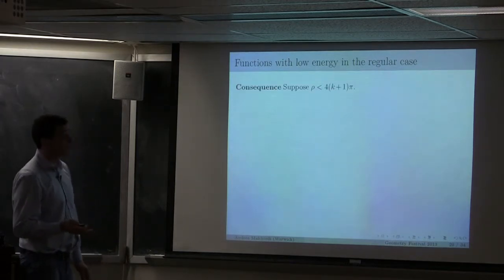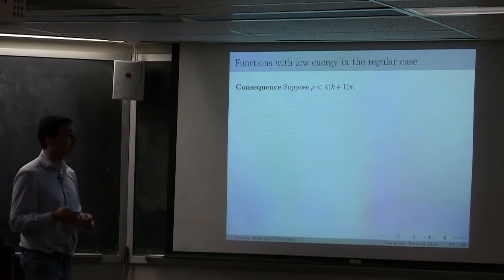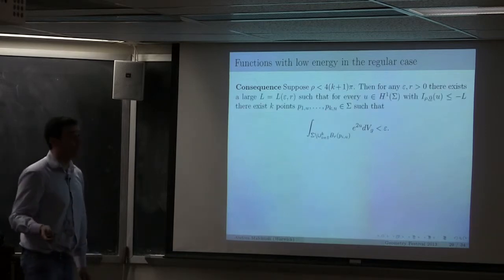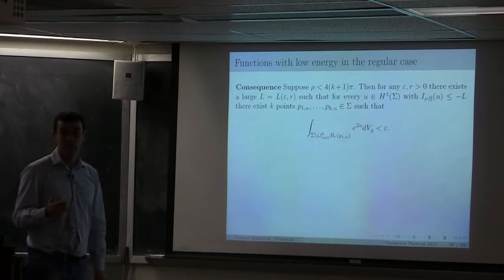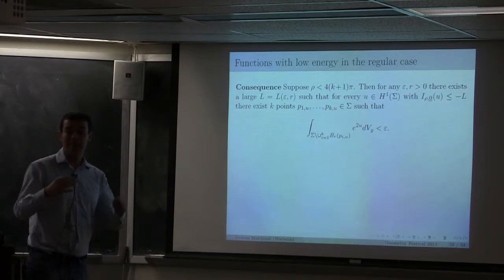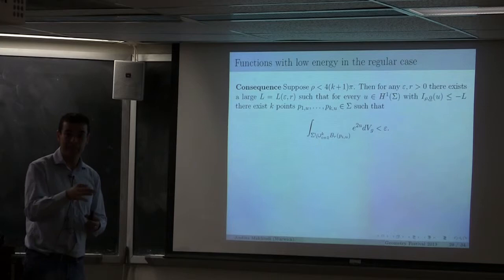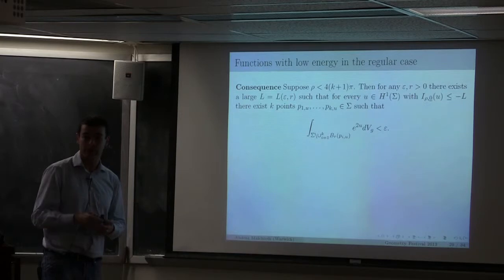So suppose that the constant rho, the total curvature, is less than 4 times k plus 1 times pi. Then this lemma tells you the following. Give me an epsilon and an r, so I can find an energy sufficiently low so that almost all the volume, up to an epsilon, will be contained in k balls of radius r, centered at some points of the surface.